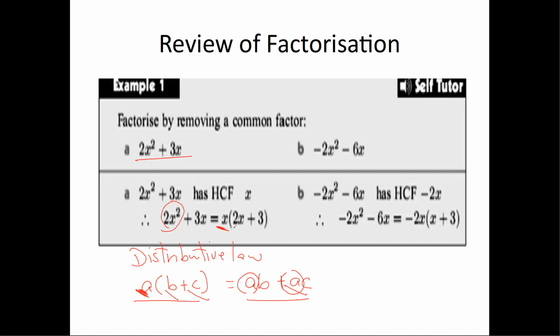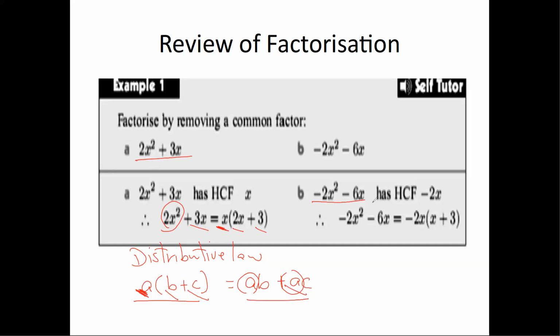2x divided by x gives us 2x. 3x divided by x gives us 3. And we finish with our factorization, right? Look over here, and tell me if you're not following. We have to factorize minus 2x squared minus 6x.